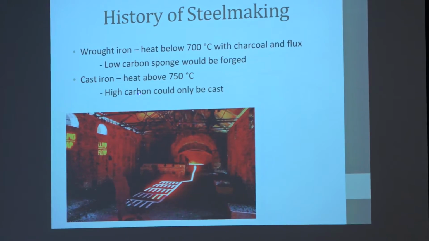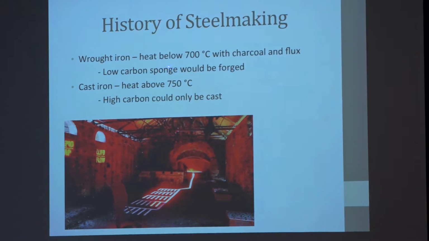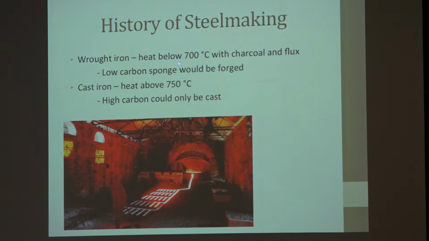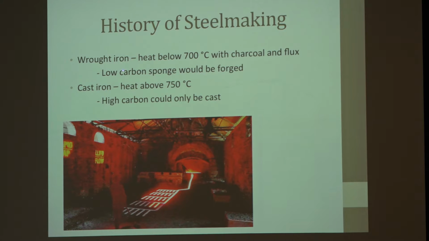The history of steel making is that we couldn't melt it until Henry Bessemer came along and taught us how to melt steel at 1500 degrees centigrade. We actually made two types of steel called wrought iron and cast iron. Basically, for wrought iron, you heated the iron ore up to below 700 degrees centigrade with charcoal, the charcoal would form carbon monoxide, and the carbon monoxide would react with the iron oxide to form carbon dioxide and iron.